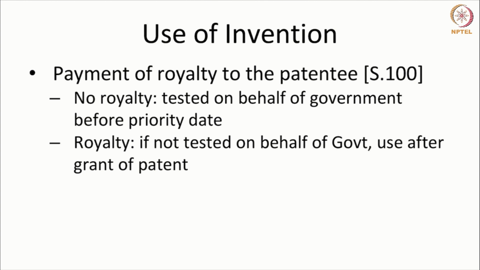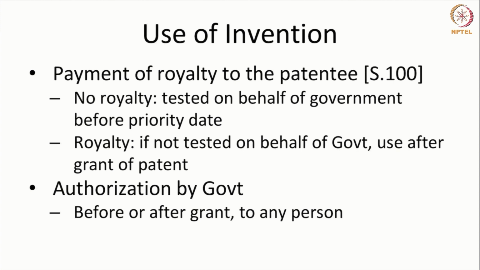Now, if it is not tested on behalf of the government, then for all the use after the grant of the patent, the government is liable to pay royalty to the patentee. Now, this requires authorization by the government. The government can authorize before or after the grant any person to use the invention, and the government shall also notify the patentee about such use.